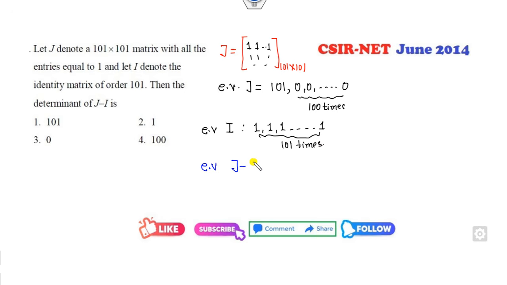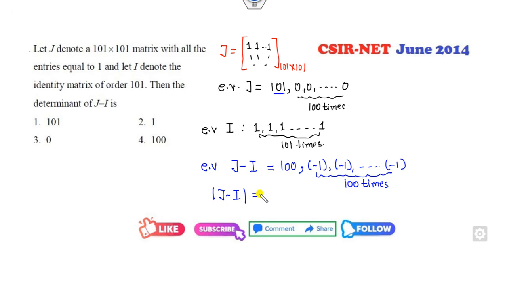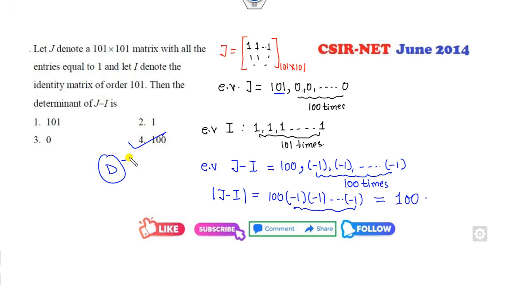I can find the eigenvalues of J minus I. Then the determinant will be the product of the eigenvalues. 100 minus 1, 0 minus 1, 0 minus 1, minus 1, and so on. How many times? 99 times. So what is the product of the eigenvalues? That's the determinant. So once you multiply, the sign number is plus 1. The answer is 99 is the right answer of this problem.